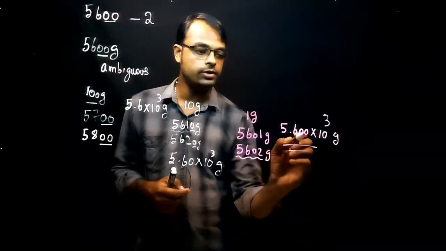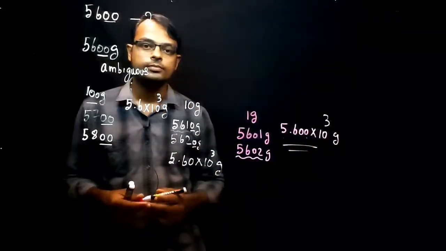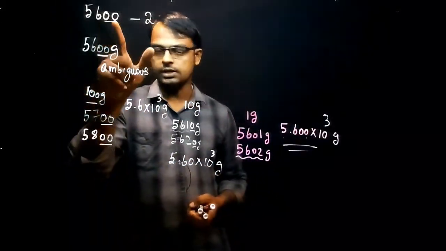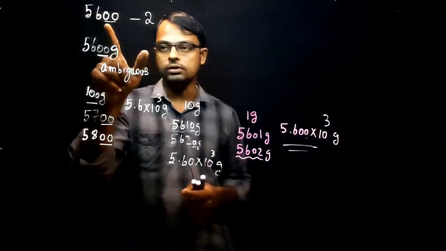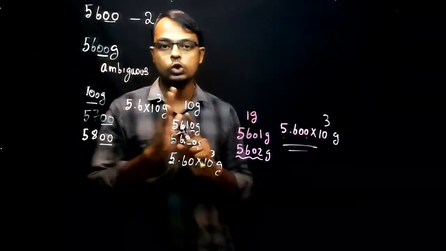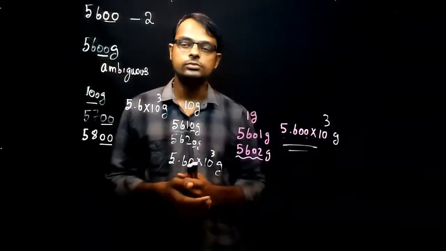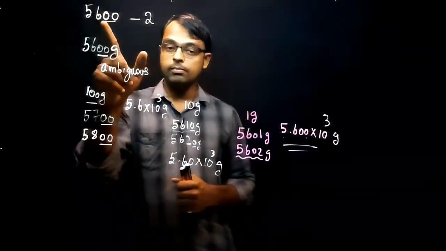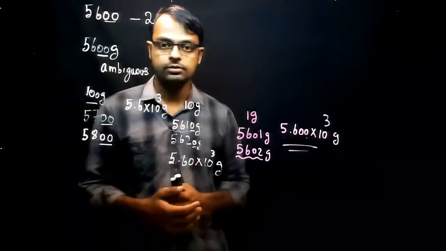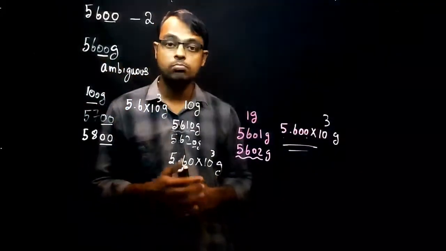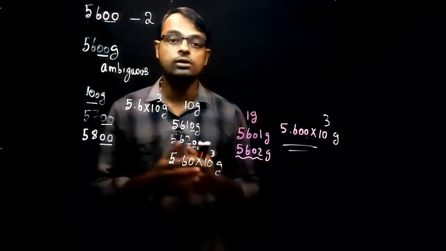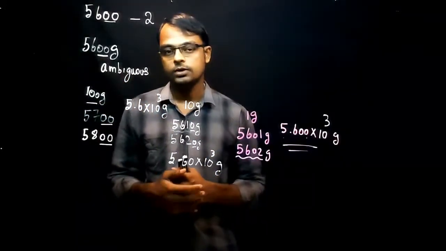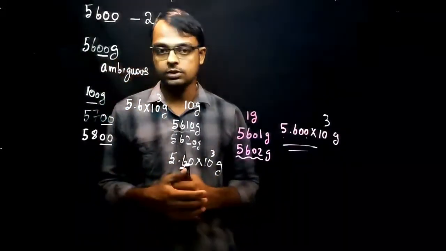So what we have discussed first: in 5,600, if it is a whole number, the last zeros are not significant. So significant figures equal 2. But if this number is coming from a measurement, the last 2 zeros may or may not be significant, and that is called ambiguous zeros. We can prove what is meant by ambiguous zeros here.